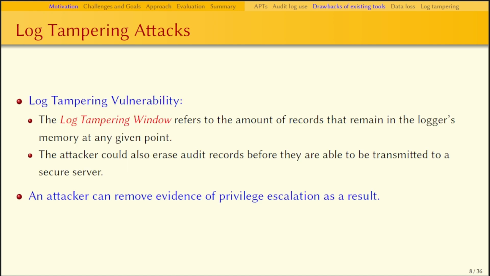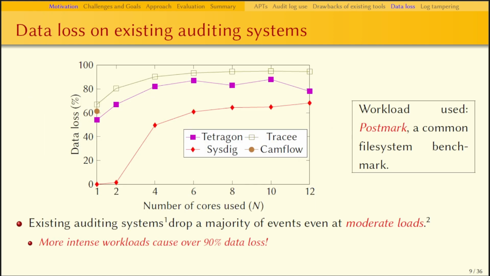The second is they can actually exploit the log tampering vulnerability. And this is characterized by a window, which refers to the amount of records that remain in the logger's memory at any given point. If the attacker gains root access, they could erase audit records before they're able to be transmitted to a secure server. And as a result, the attacker can remove evidence of privilege escalation.